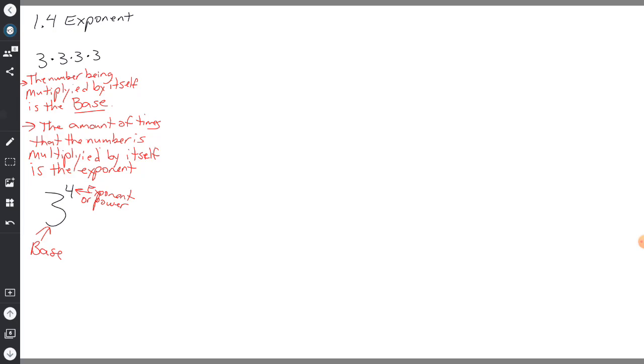And this is considered to be exponential form, whereas when we multiply it the way that we see up here, that is called your long form.